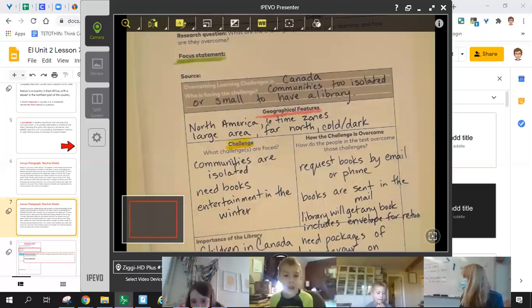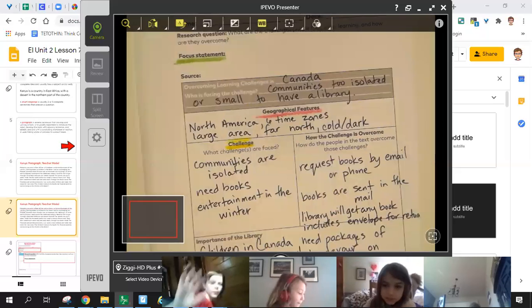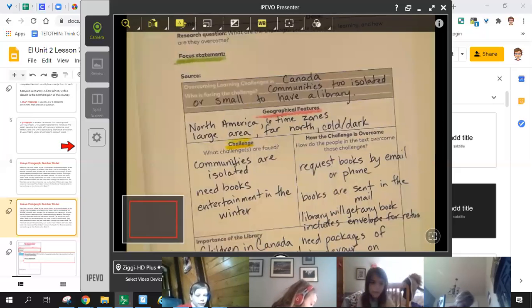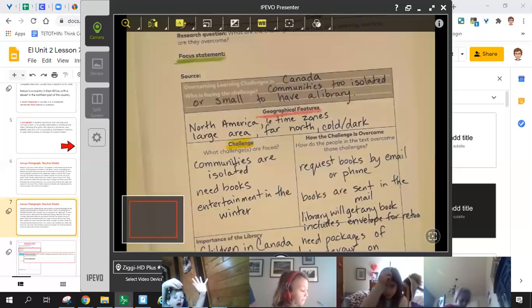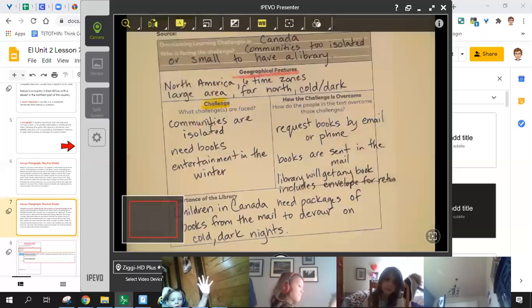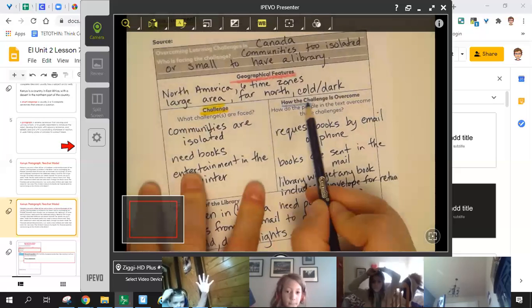All right. Who at home can tell me what color comes next? Jensen, what color is going to come next? Blue. So get your blues. Here we go. Everybody blue? Okay. What section are we going to color blue, August? Where are we going to color on here? Blue. Very good. How the challenge is overcome.